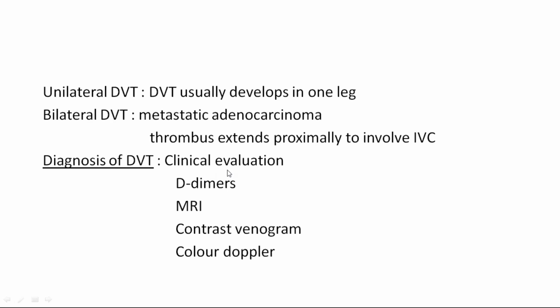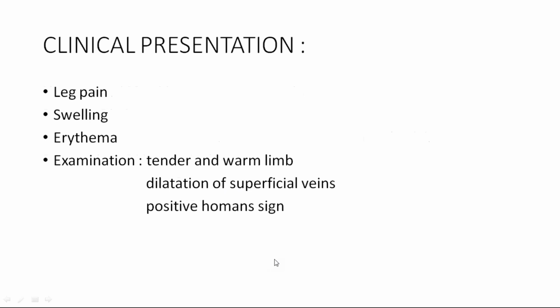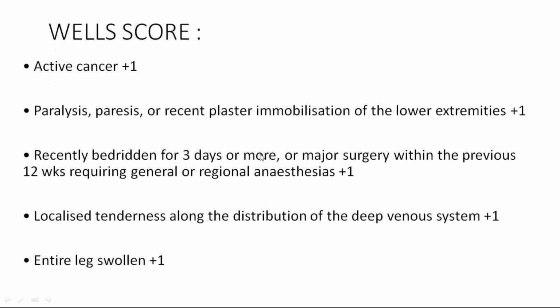Diagnosis of DVT includes clinical evaluation by the clinician, D-dimer test, MRA, contrast venogram, and color Doppler. But out of all these, generally the clinician prefers D-dimer and color Doppler. And clinical presentation includes pain in the leg, swelling, erythema, and examination gives information like tenderness and a warm limb, dilatation of superficial veins, and a positive Homan's sign is seen.